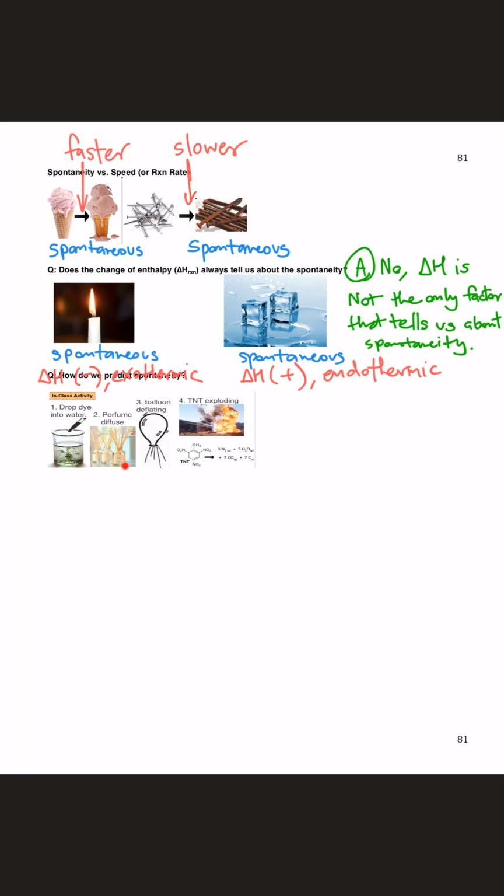However, it's going to diffuse and then spread throughout the whole room. And this process happens spontaneously.